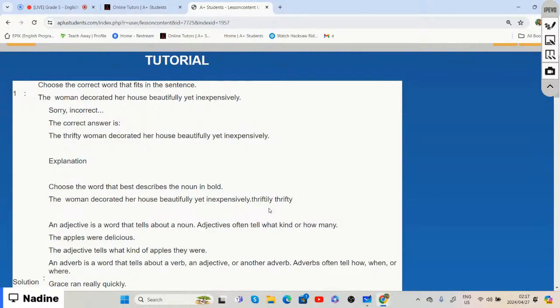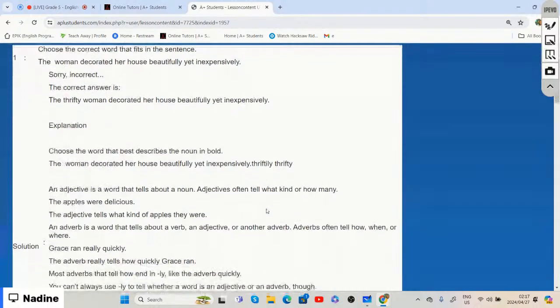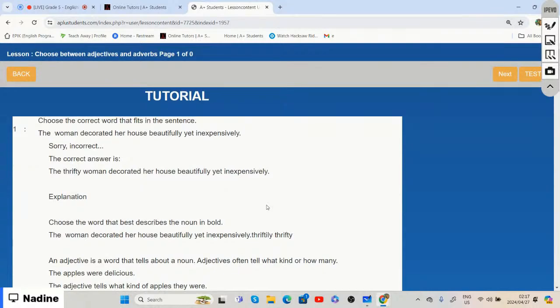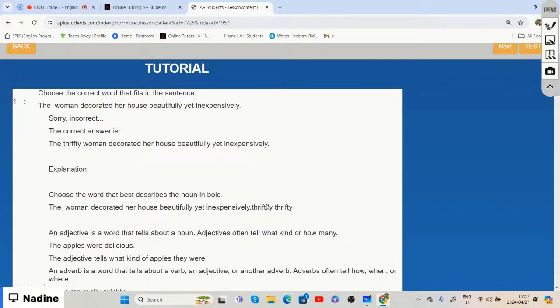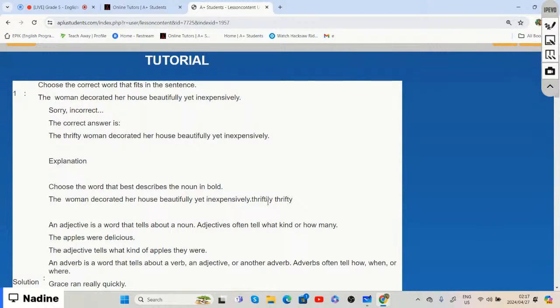All right, so if we look at our sentence, we are now going to try and identify adjectives. Choose an adjective or an adverb. In this case, we're going to choose the correct word that fits the sentence. It says the woman decorated a house beautifully yet expensively, right?